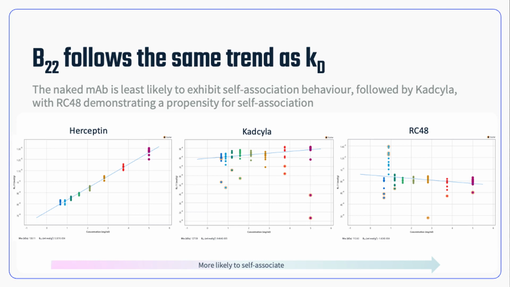Like we saw with the KD measurements, Herceptin looks great, that's positive. With Kadcyla, the conjugation of the small molecule reduced the self-repulsion, but we still have a positive B22. RC48 has a negative B22, which again indicates that there's some self-attraction happening. And we're seeing the same overall trend that we saw with the KD measurements.